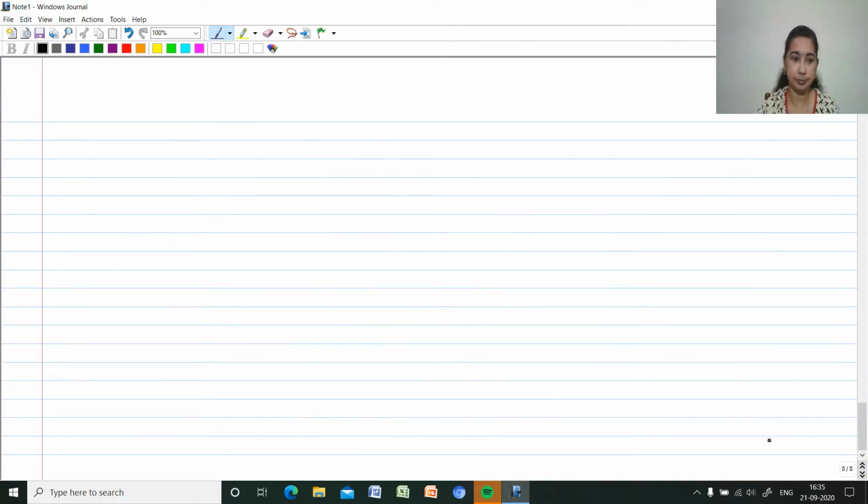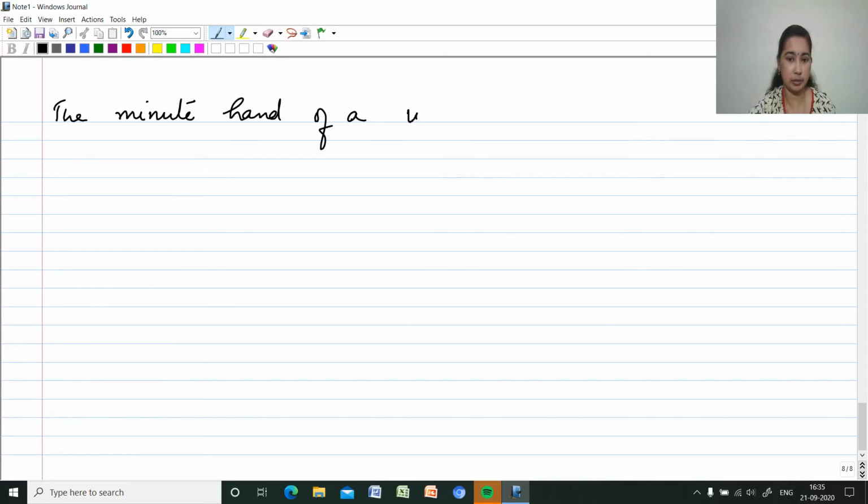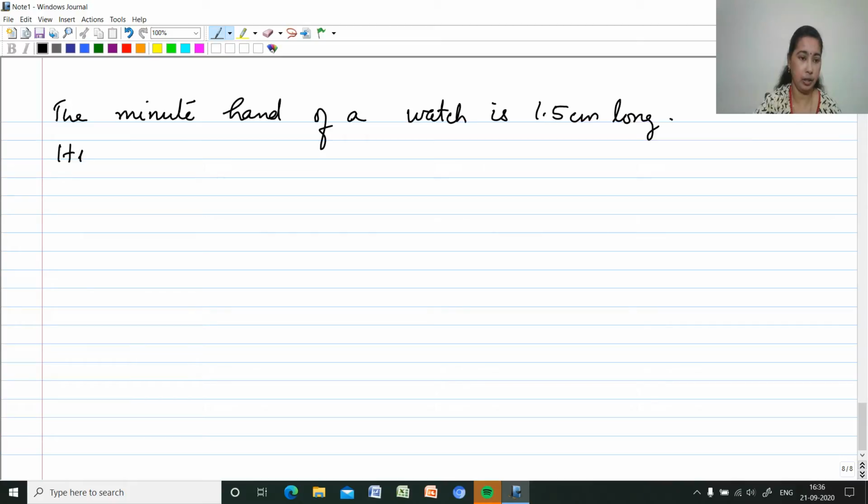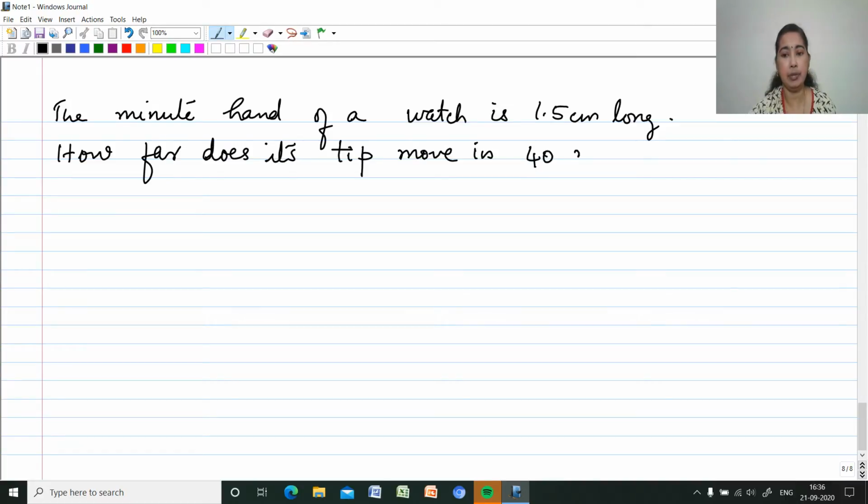Now next one. Next question. The minute hand of a watch is 1.5 centimeter long. How far does its tip move in 40 minutes? In the bracket, use pi equal to 3.14.